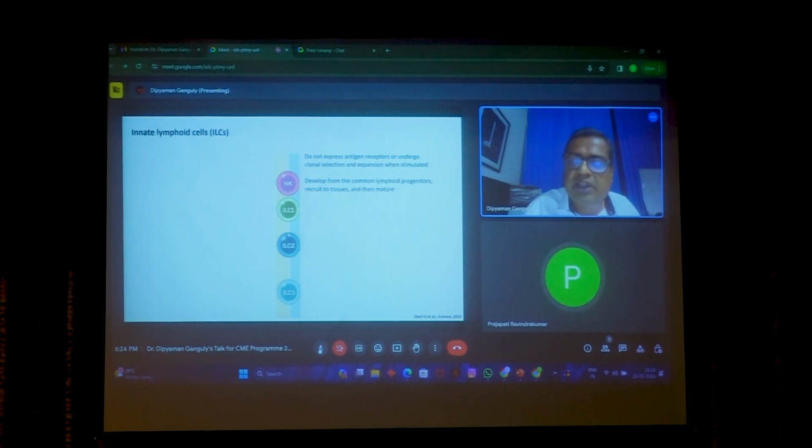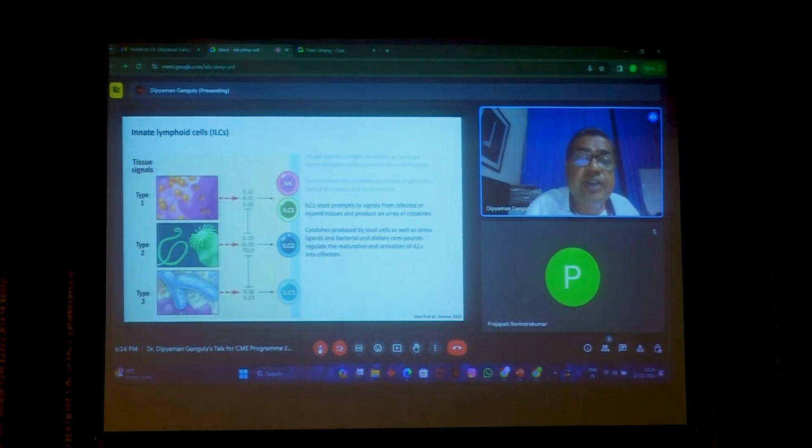And, as I said, they develop from the lymphoid progenitors, the same progenitors from which the lymphocytes are generated, but they directly recruit to the tissues and then mature in response to cytokines which are produced in a specific inflammatory context. These cytokines can come from stromal cells or epithelial cells that are responding to some pathogen. And these cytokines will drive the innate lymphoid cells to get activated.